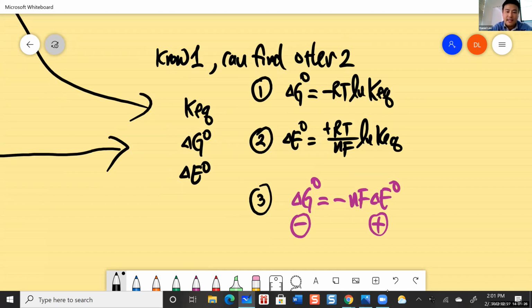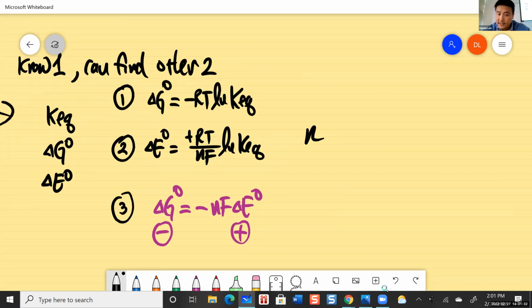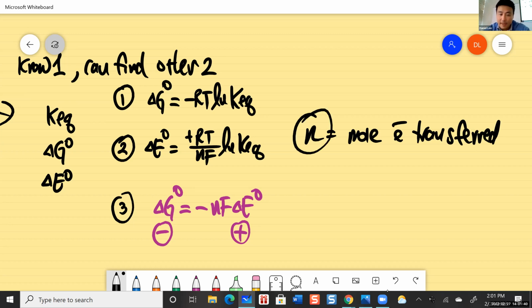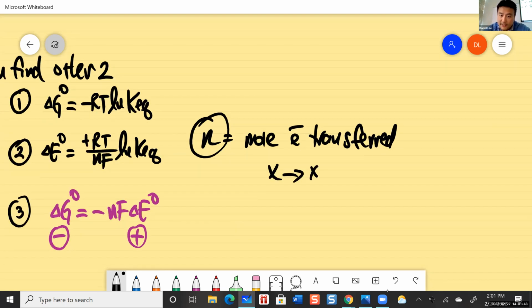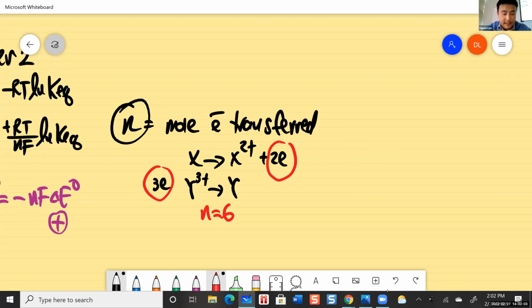I'll talk about what n and F are. We talked about n already before. n is the moles of electrons transferred. Last week, we were talking about what n is. For example, if X becomes X2+, that's 2 electrons transferred. If Y3+ becomes Y, what is the value for n? In this case, between 2 and 3, the common denominator is 6. So in this example, n is equal to 6, because you would have to multiply the 2 electrons by 3 and the 3 electrons by 2.